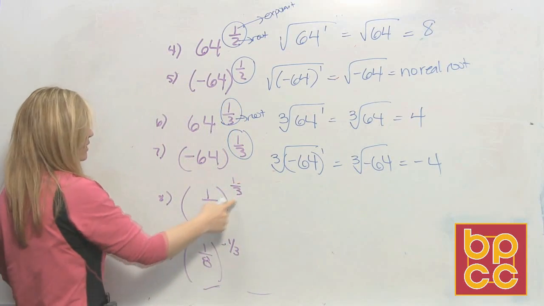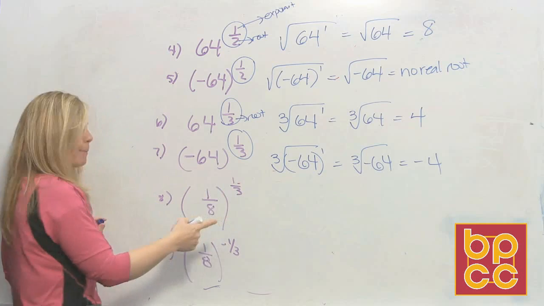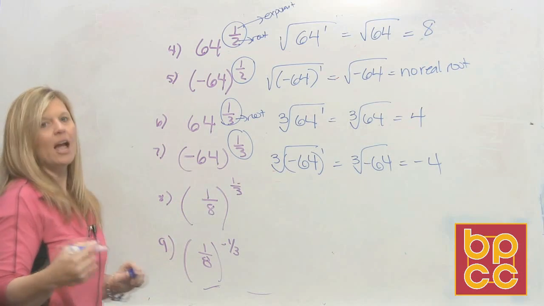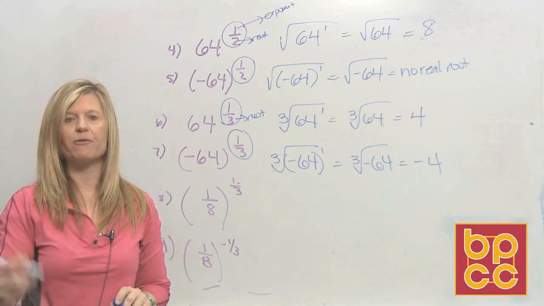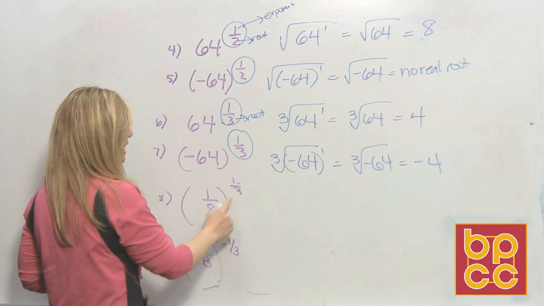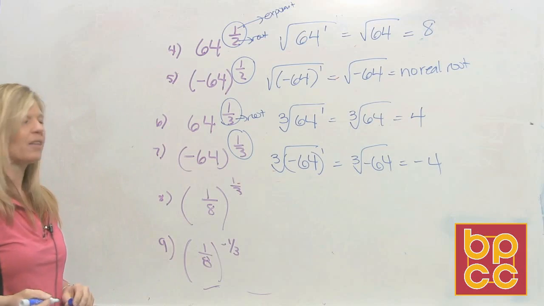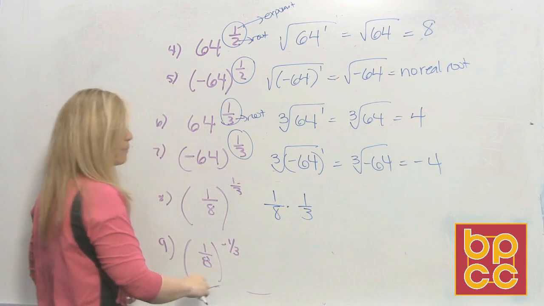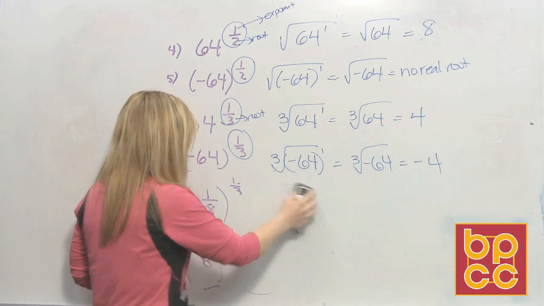Now, this is the one that scares me because I know what happens. You see the fraction 1/8, you see the fraction 1/3, and you automatically start singing, multiplying fractions is no problem. I am not asking you to multiply these together. If I was asking you to multiply these together, I would have written 1/8 times 1/3 side by side. So you've got to pay attention.